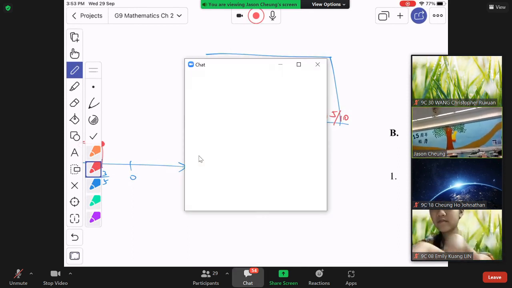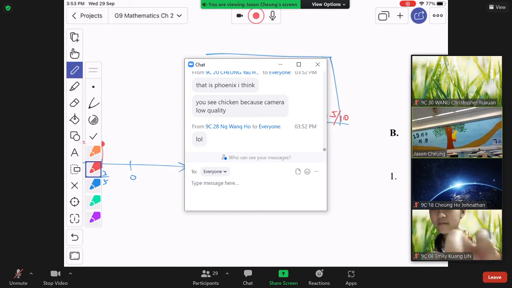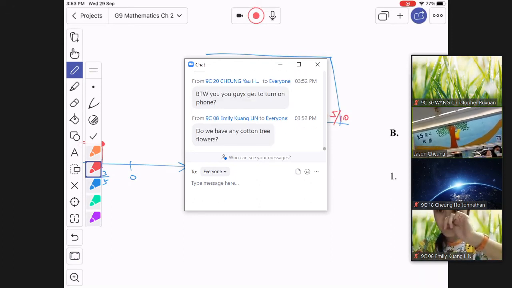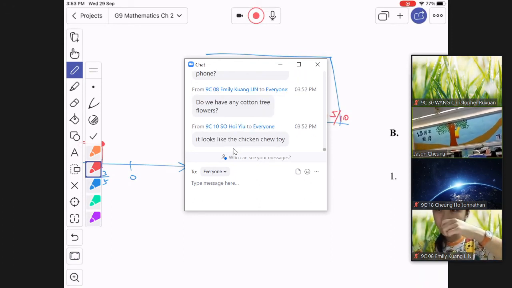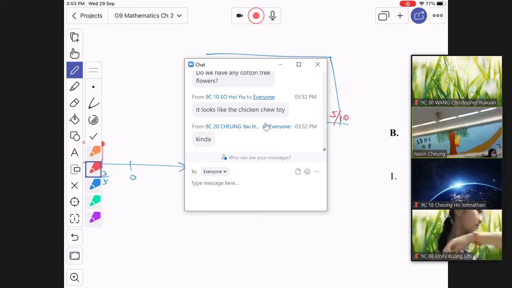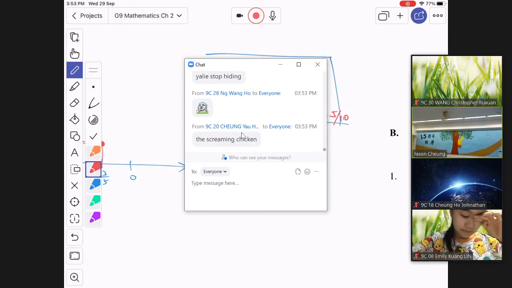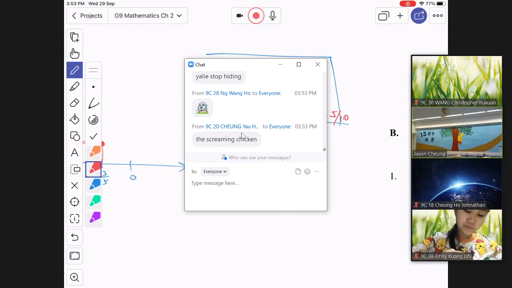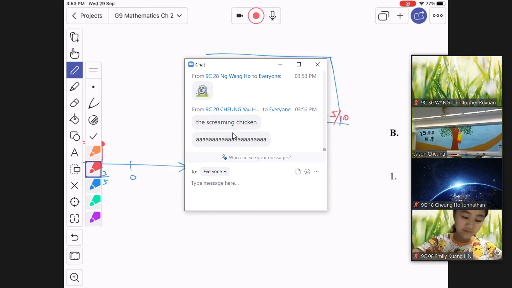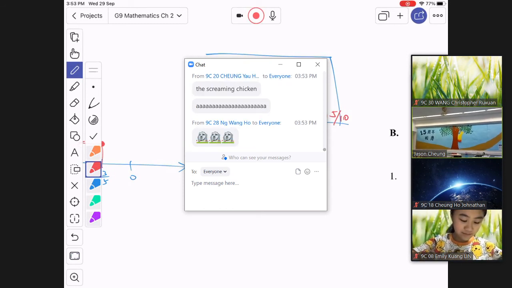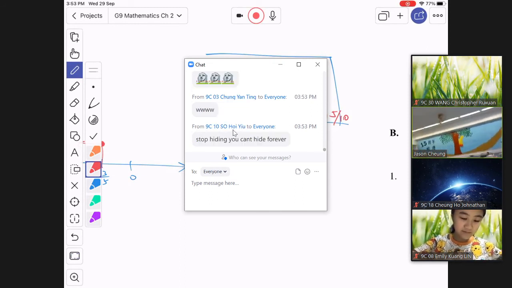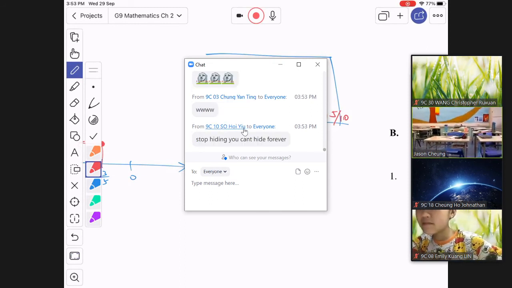That is yes. Awesome. Cotton tree. Is it cotton tree? I don't know. I think yes. Yeah. Yes, I think it is. Let me put it here.